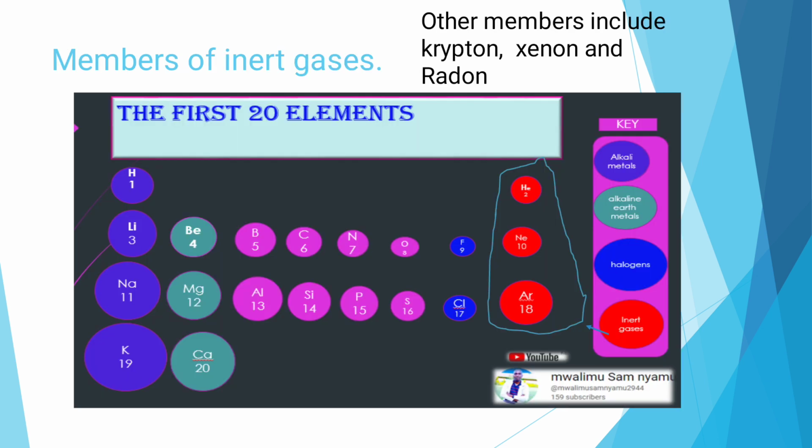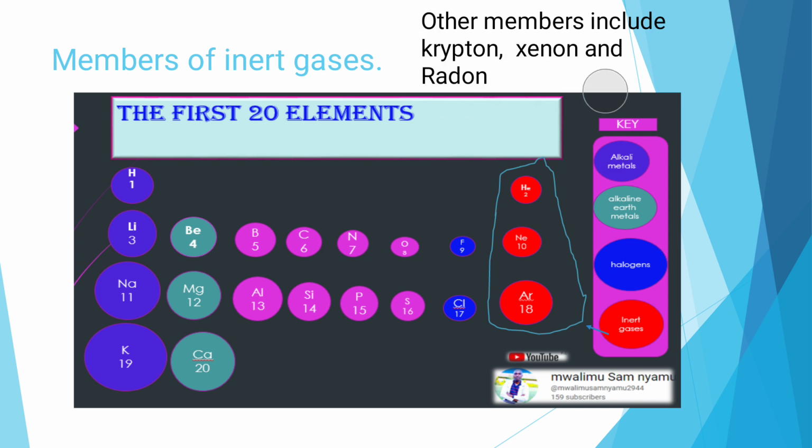Like I've just mentioned, the inert gases are usually made up of elements that belong to group 8 of the periodic table. The members include helium with the lowest atomic number, followed by neon, then argon, and then we also have other members that include krypton, xenon, and radon.